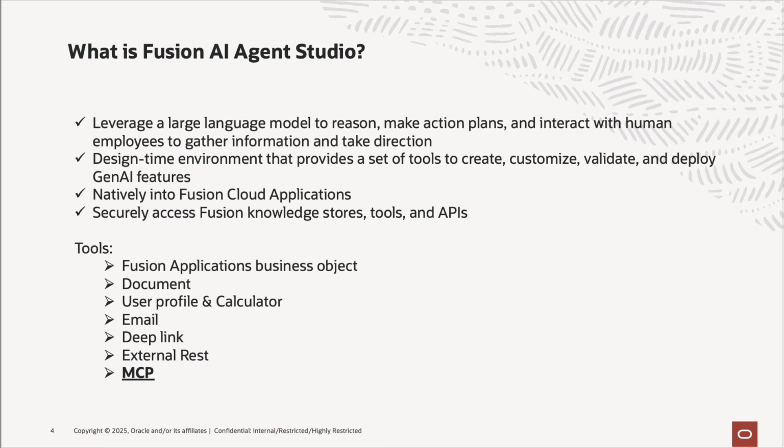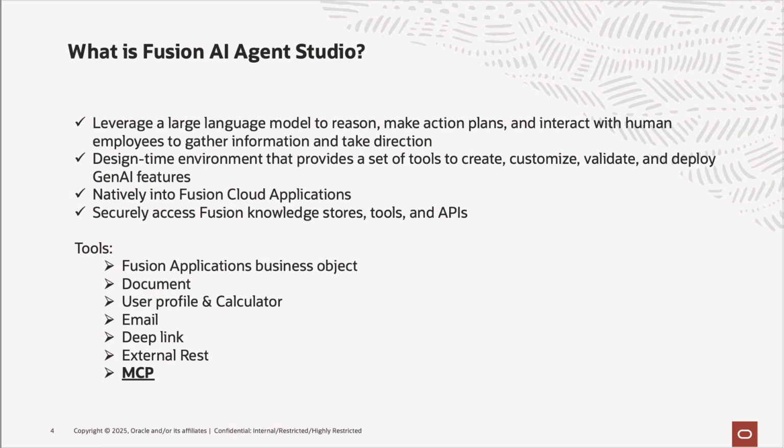What the agents do is they leverage a large language model to reason and make an action plan. In some cases, if you turn it on, they interact with human employees for approvals and to gather information, and then take a direction and basically make a tool call. The Agent Studio provides a design-time environment with a set of tools to create and customize all of these agents. This is built natively into Fusion Cloud applications.